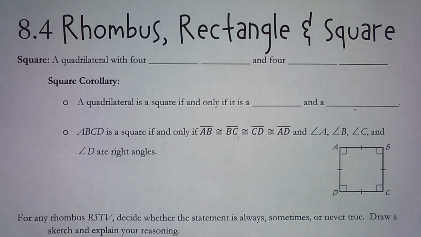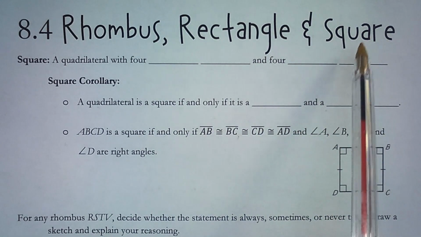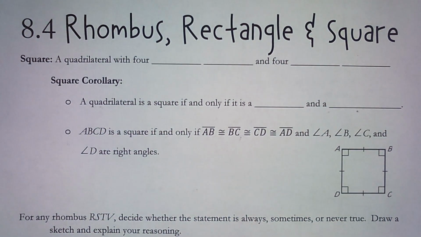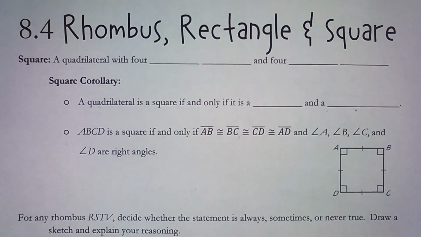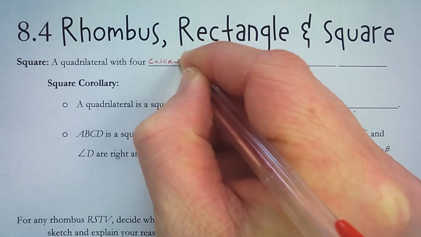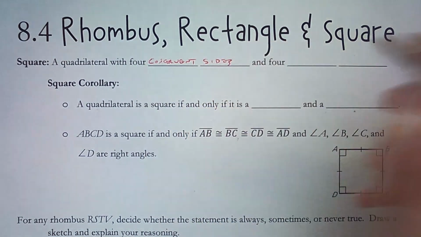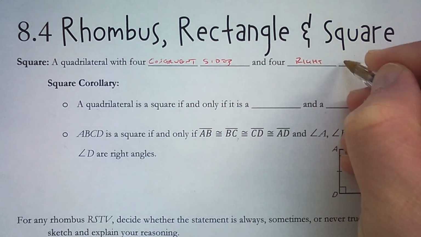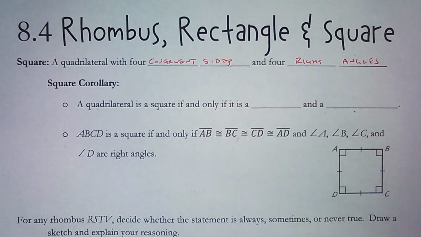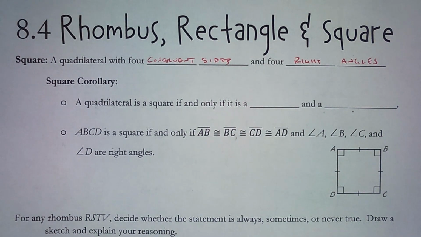Welcome back, everybody. Today we will finish up our lesson on rhombus, rectangle, and square, and we will focus today on the square. A square is a quadrilateral with 4 congruent sides and 4 right angles. Which means, in other words, that a square is the combination of a rhombus and a rectangle. So if you put a rhombus and a rectangle together, you get a square.